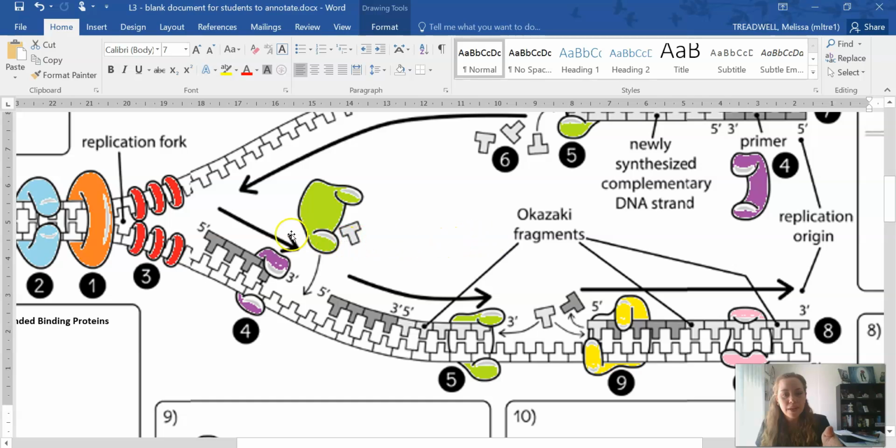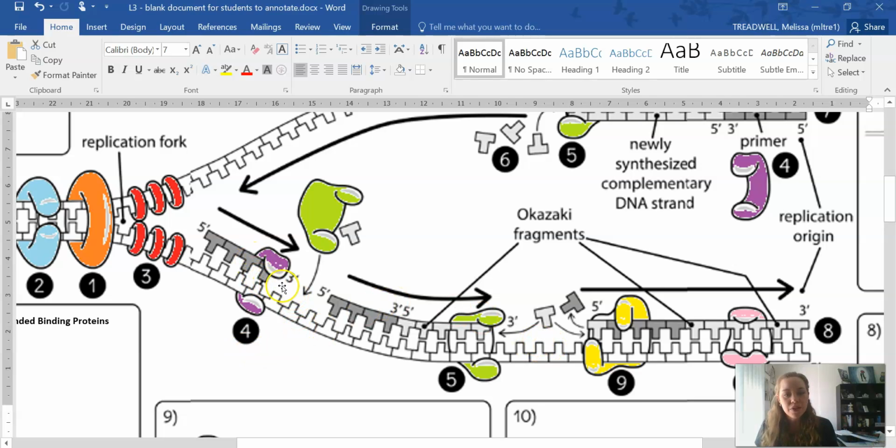As the fork frees up some more, another primer, DNA primase, is going to build a primer here, and then the polymerase is going to come in. As the fork keeps traveling this direction, we're going to build a new section. So we just keep building these sections of both the primer and the complementary strand. So we get these chunks called Okazaki fragments. So it's called a lagging strand because it's lagging, it takes more time.